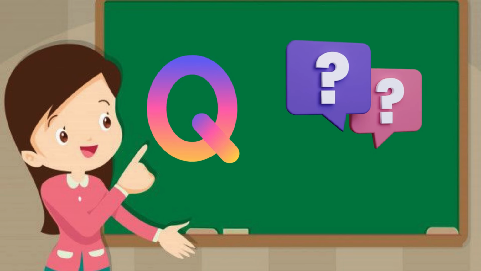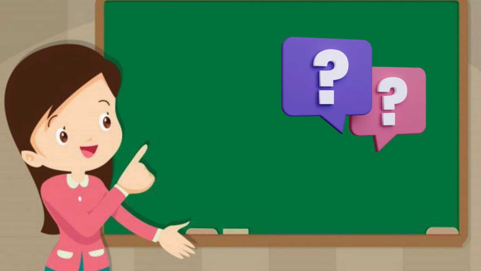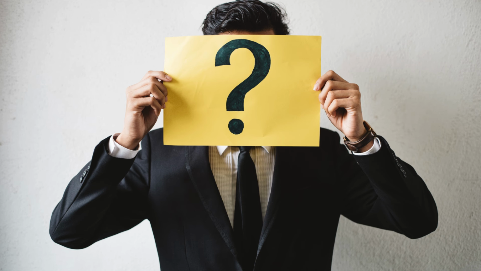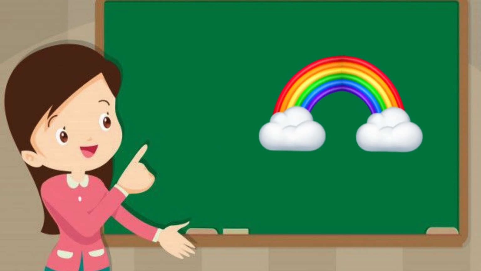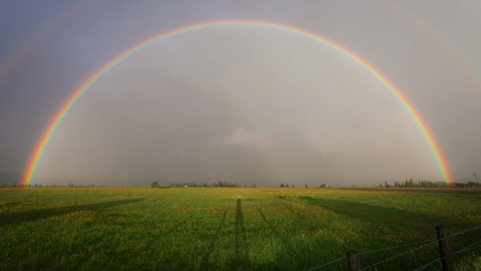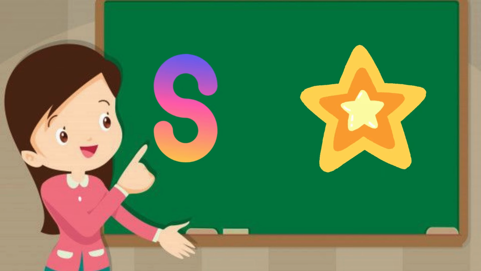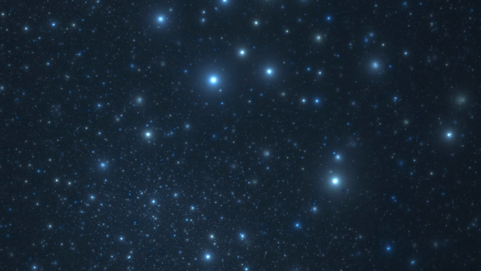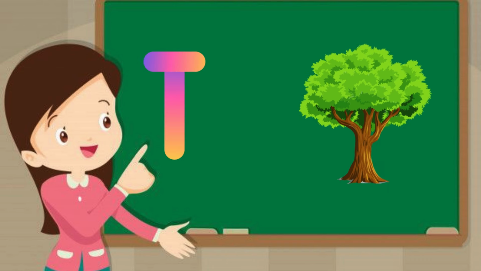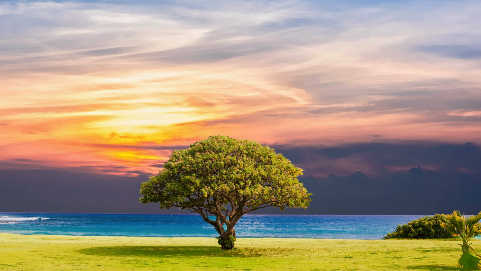Q is for question. Q, q. Question. R is for rainbow. R, r. Rainbow. S is for star. S, s. Star. T is for tree. T, t. Tree.